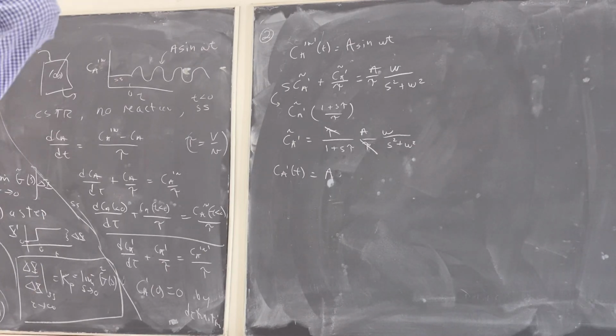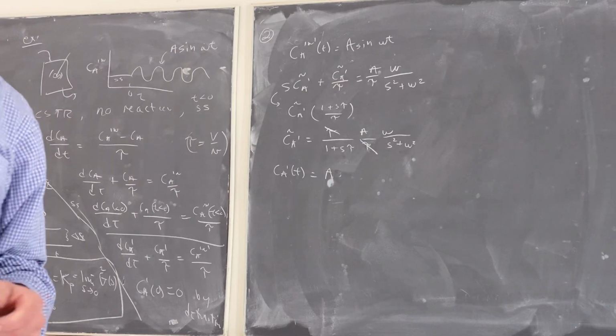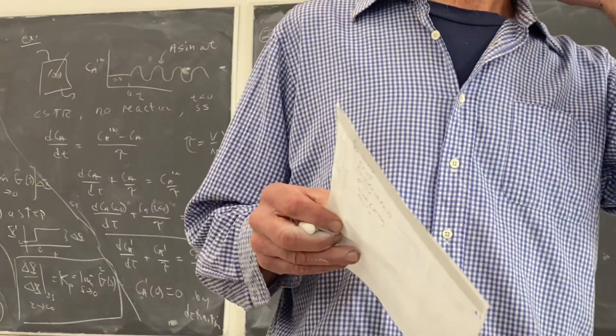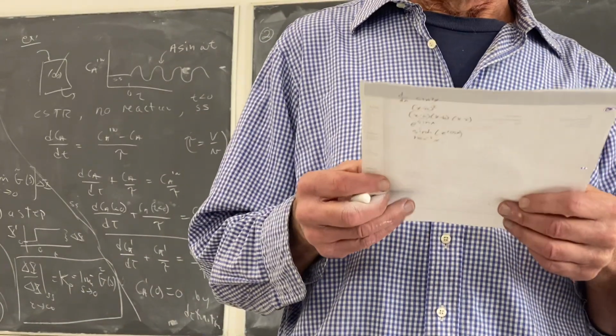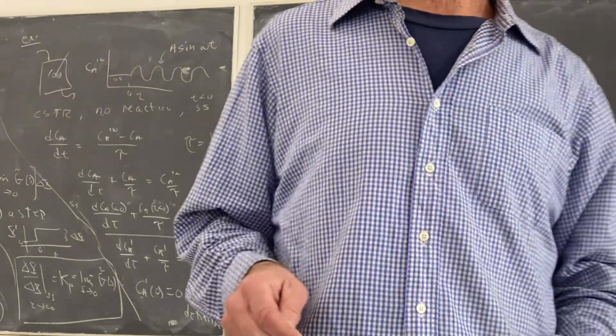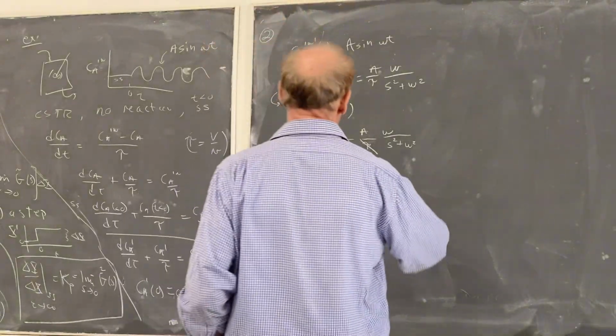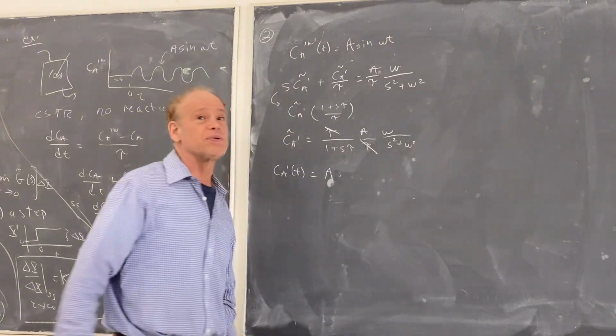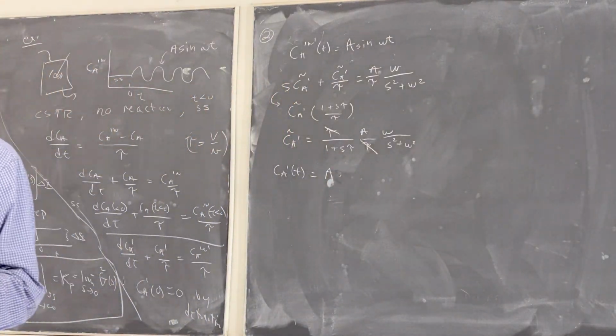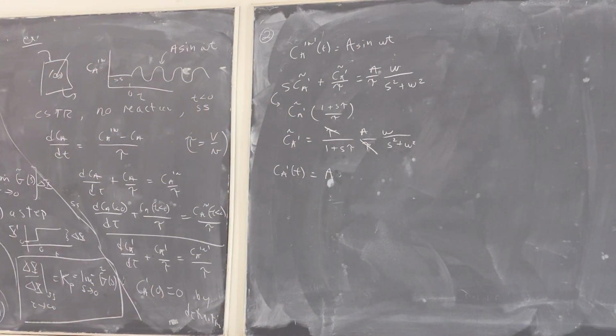Yes? What number line is it? 14? Does 14 have this form, s squared plus omega squared, 1 plus s tau? This is reading. This is not calculations, this is reading.